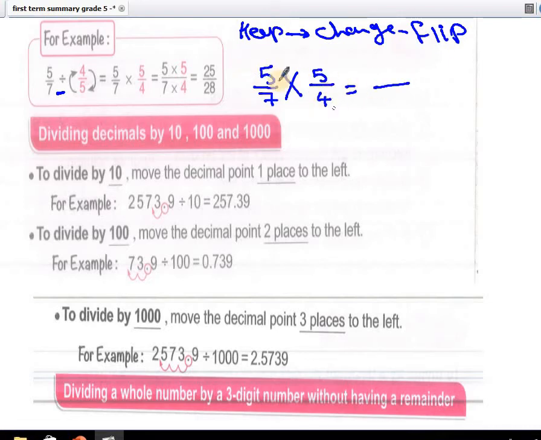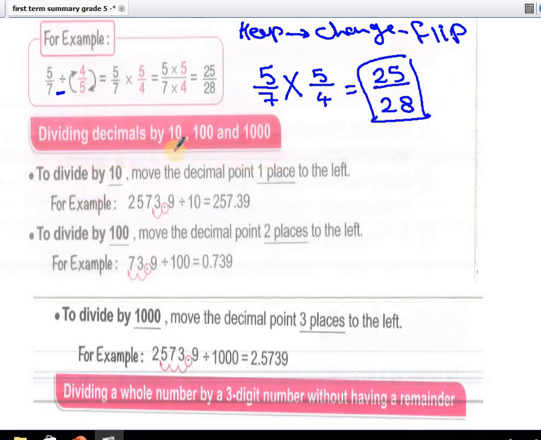Okay, and then I'm gonna do it. I can see here there's nothing to divide with. Here 5 and here 4, and here 5 and here 7. So I'm gonna start: 5 by 5 is 25, and 4 by 7 is 28, and it's finished here.